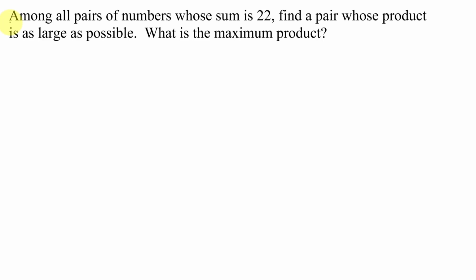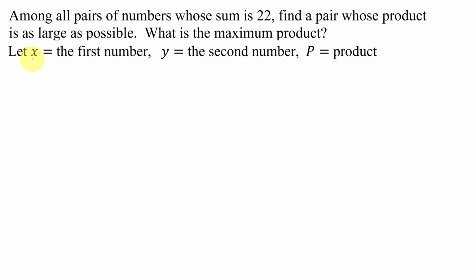This problem states: among all pairs of numbers whose sum is 22, find a pair whose product is as large as possible. Also, what is the maximum product? Now, this problem has several variables in it. First of all, I have a pair of numbers. That means two numbers. So I'm going to let x equal the first number and y equal the second number.